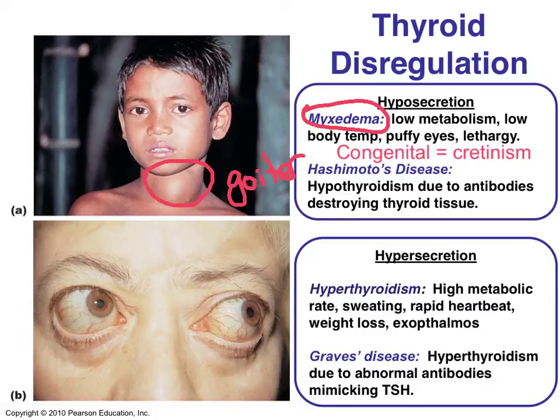Congenital hypothyroidism is known as cretinism. It can lead to mental retardation and growth impairment if not treated.